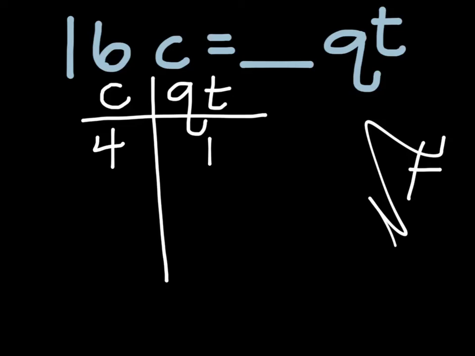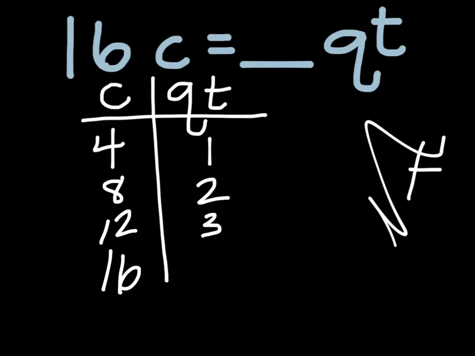All right, so I can continue. 2 quarts, 8 cups, 3 quarts would be 12. Okay, now I'm looking for 16, so I've got to find what my relationship is going across. Obviously, my numbers are getting smaller if I'm looking at it this way. So am I going to multiply or divide? You're going to divide. That's going to be division.